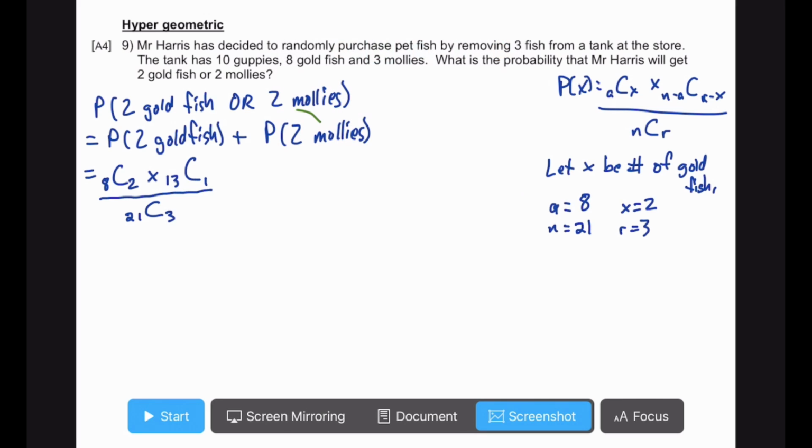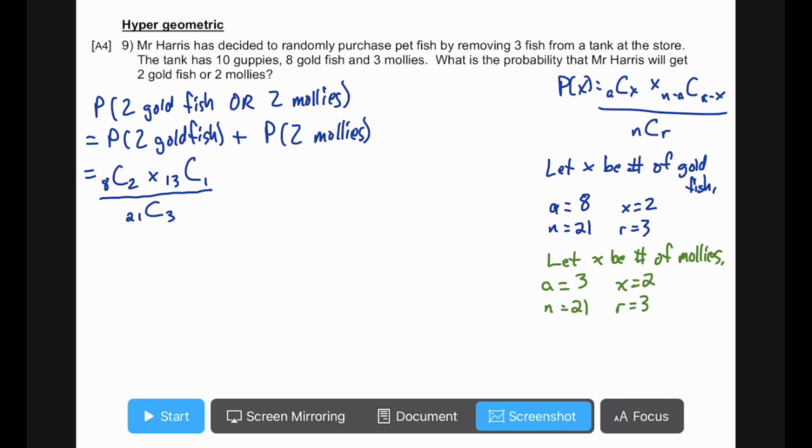Let's work with our next term now with finding the mollies. So in this case, let X be the number of mollies. And very similarly, A is our total number of successes in the population. There are 3 mollies in the tank, so there are 3 that we are choosing from. N is still equal to 21. That's the total population of fish in the tank. X is equal to 2, so success is selecting 2 mollies. And R is equal to 3. That's our number of trials. That's 3 fish we're removing from the tank. So we have 3 attempts in order to select our 2 mollies.